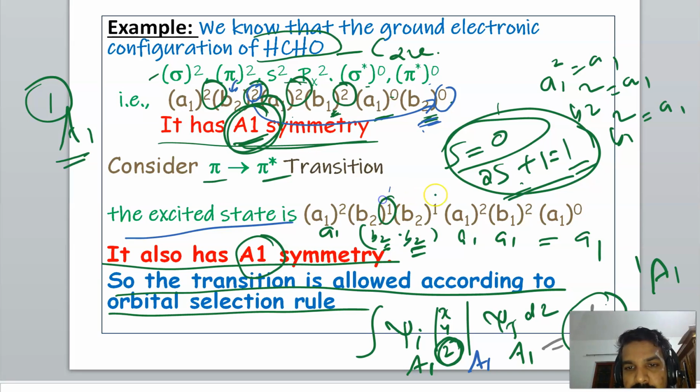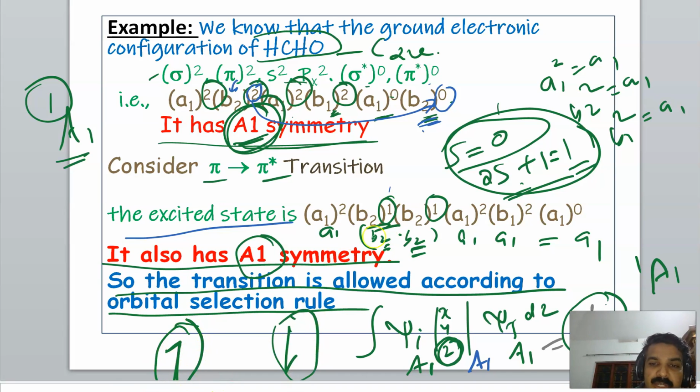But here there are two unpaired electrons. Okay. So the transition is allowed only if the electron in one of the B2 states is in upward spin and the other is downward spin. Actually, this transition is spin forbidden, but it is allowed if the transition takes place like this, that is, one of the electrons is excited to the higher level with the spin inverted. So the spin of this B2 state is upward, the other B2 is downward. So half plus minus half is equal to 0. Then in this case also it is A1 raised to 1. Then the transition will be allowed.